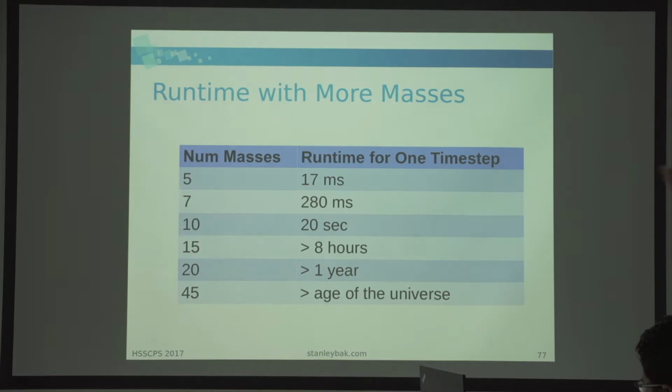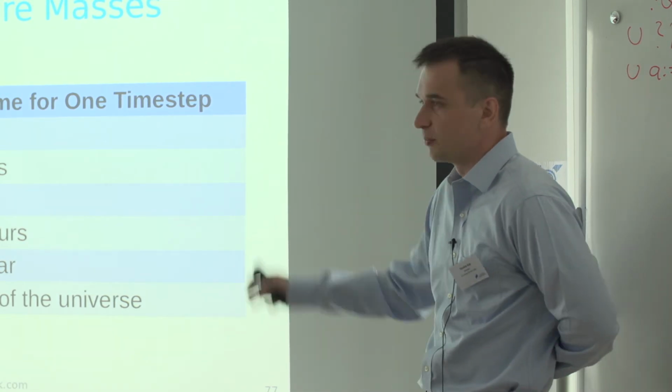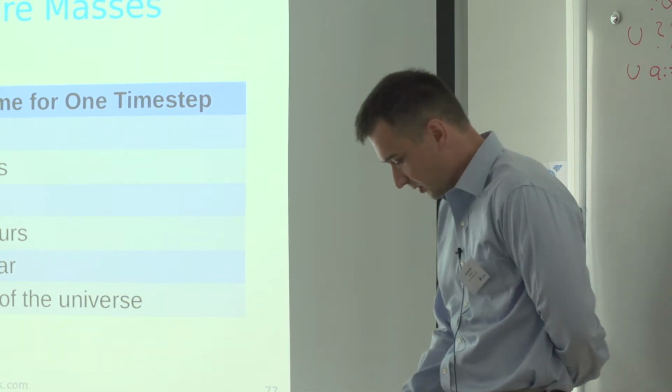So what happens if you keep increasing the masses? I measured this up to 10. I didn't go up to 45, which, if you do the math, would require more than the age of the universe, essentially. So this method will not scale to your 100-dimensional system that you want to check.